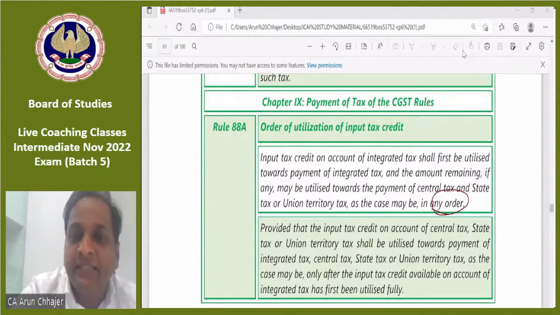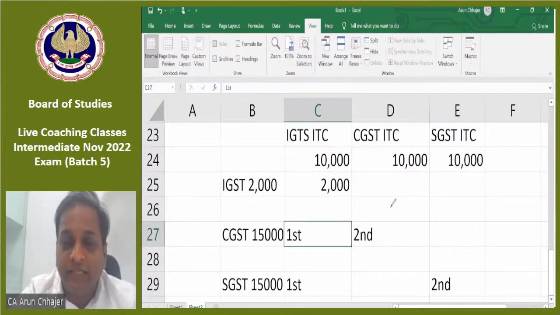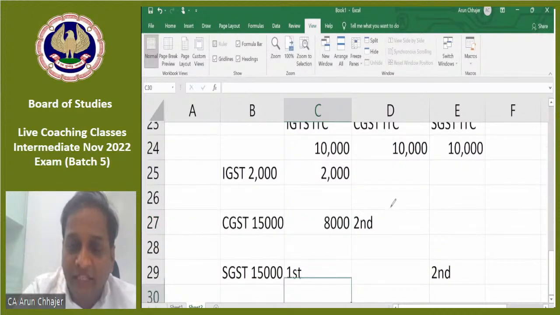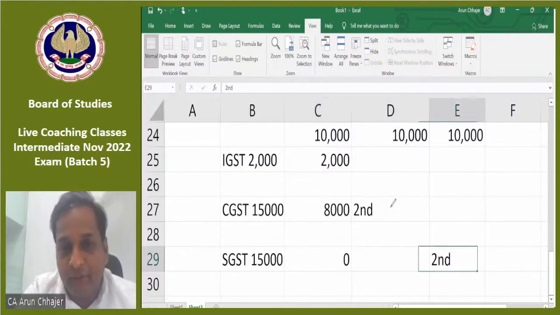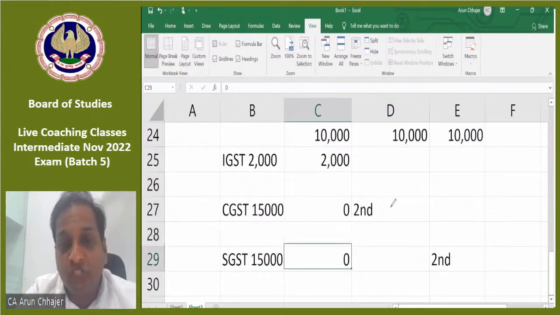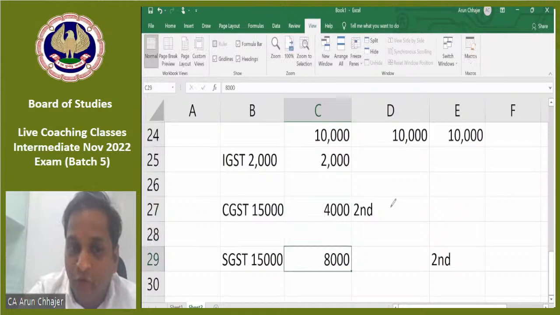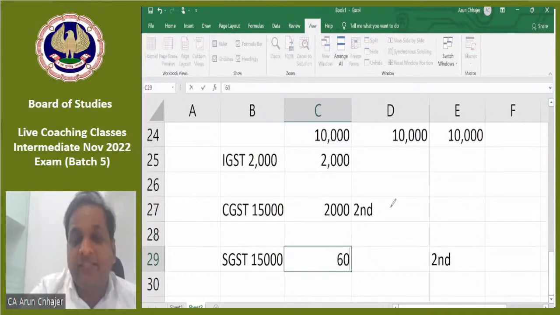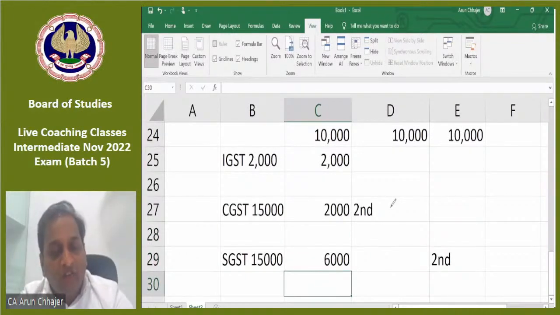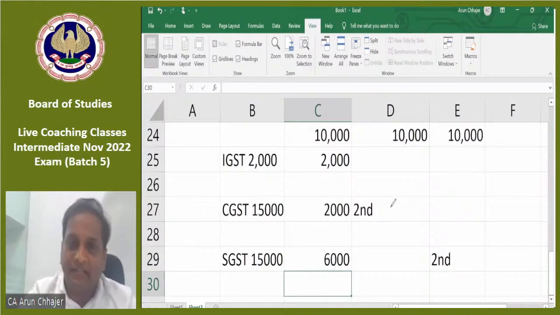Can I say in this example, I can give, let's say, the entire 8,000 to C, nothing to S? Is it possible that he decides 0 to C and enters 8,000 to S? Or is it possible they can divide equally 4,000, or 2,000 here and balance 6,000 here? My point is, after reading rule 88A, it can be in any order, any manner, any proportion. Everything is okay. Kindly confirm. This part is clear.